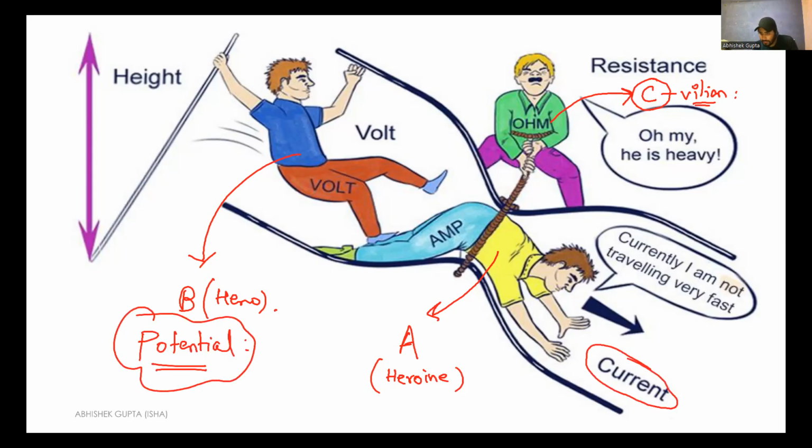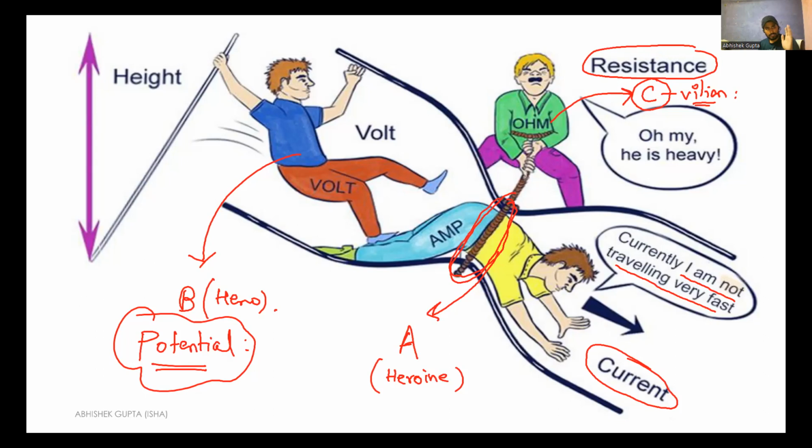And if you look at the villain of the story with a big mustache over here, he makes sure that this current does not move easily. What is the current saying? I am not traveling very fast. Why? Because this person named resistance is not allowing this current to move smoothly.